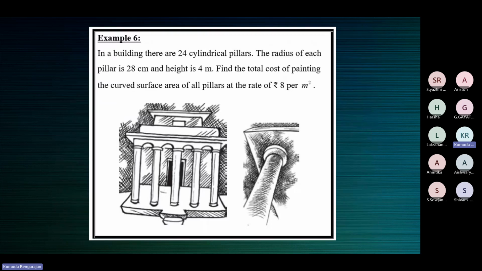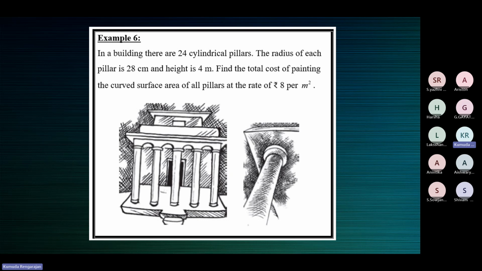Here, in a building, there are 24 cylindrical pillars. Now you can see that the circular faces of the pillars are not visible. A cylinder has 2 circular faces. The circular faces of the cylinder are not visible because the top circle is stuck to the ceiling and the bottom circle is stuck to the floor.